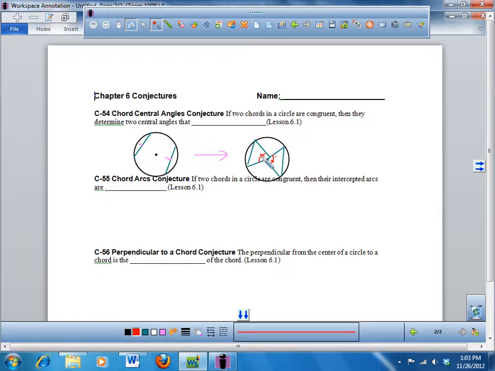Tell me why that would be true? No, not alternate interiors. If this is congruent to this, and this is congruent to this, because these are all radii and all radii are the same, then these triangles have to be congruent, therefore those angles have to be, by CPCTC. So that says if two chords in a circle are congruent, then they determine two central angles that are congruent. And you can just write it like that.